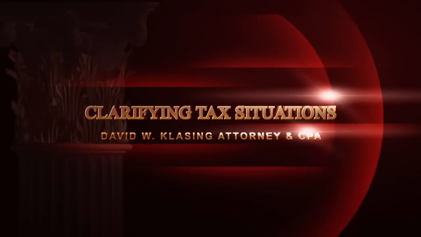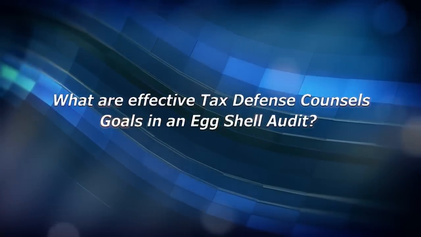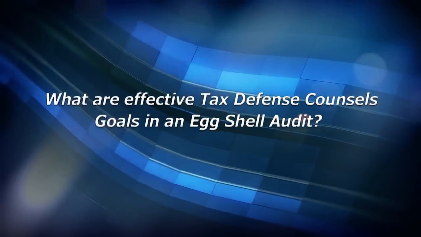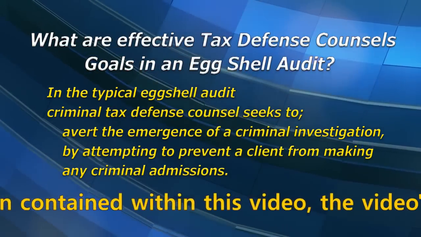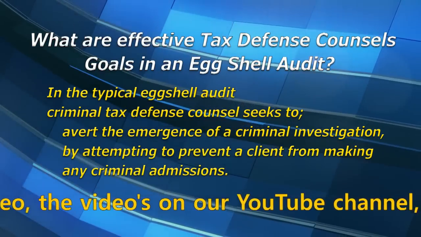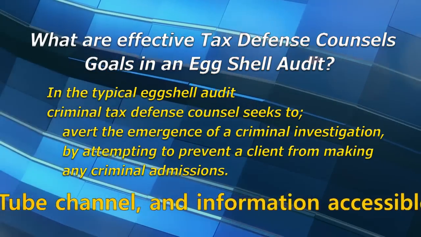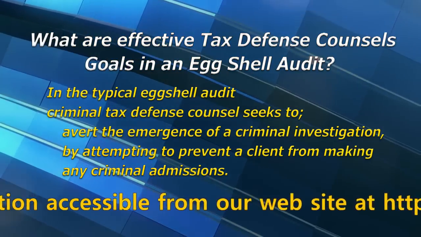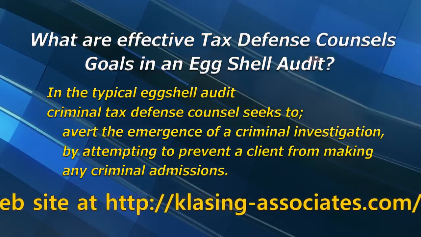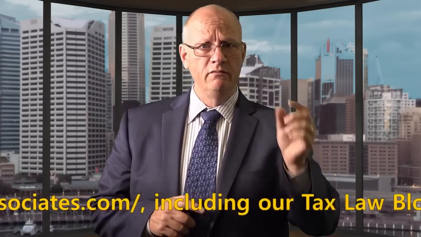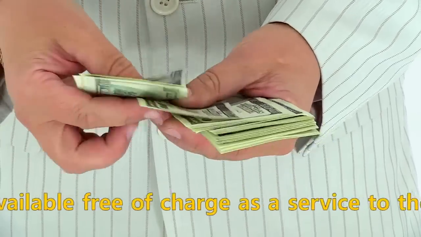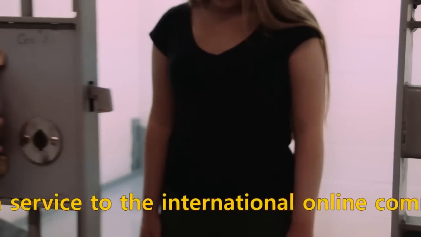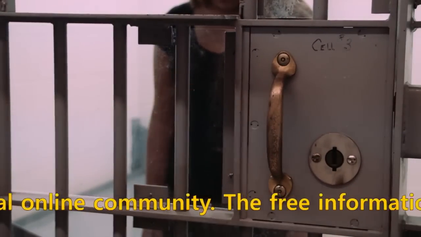Klossing's Clarifying Tax Situations. What are effective tax defense counsel's goals in an Eggshell audit? In a typical Eggshell audit, criminal defense counsel is concerned with averting the emergence of a criminal investigation. It's one thing to be audited for understatements of income. That's about money and possibly a 20% negligence penalty. It's quite another to have that audit turn into a criminal investigation for tax evasion or other assorted tax crimes, where it's not about money anymore, it's about possible jail time. So in an Eggshell audit, that's the risk.